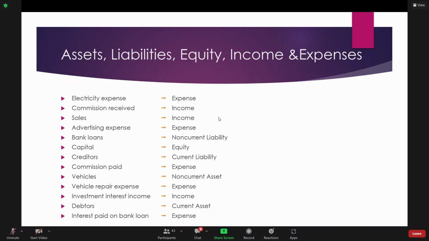So now when you see different types of financial transactions, try to figure out whether it's an asset or a liability or an income or an expense or an equity. So that understanding is very important.